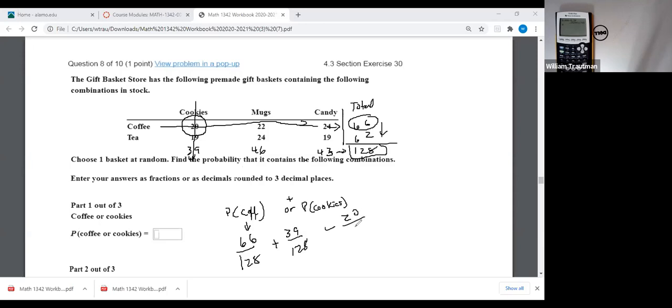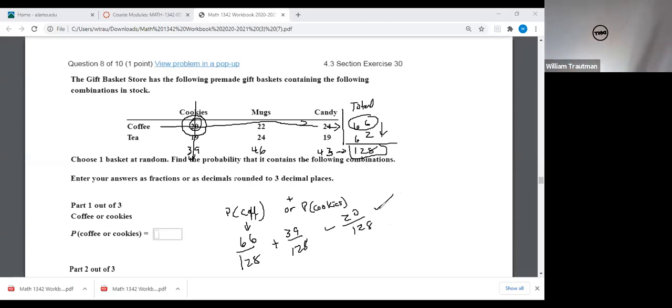This is from last time. They trick you by putting a last section, 4.2, in here. So for the or, coffee is adding up all the coffees, 66 out of 128. Cookies, adding up all the cookies, 39 out of 128. But we added that 20 twice, so you had to subtract it once.